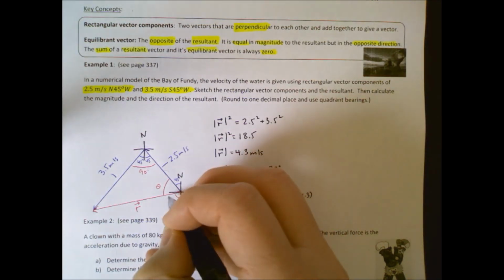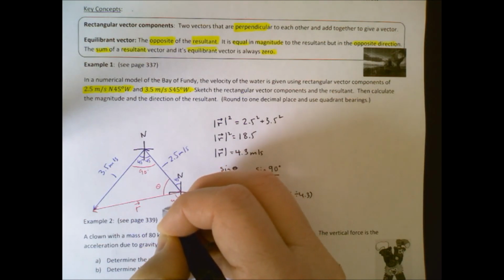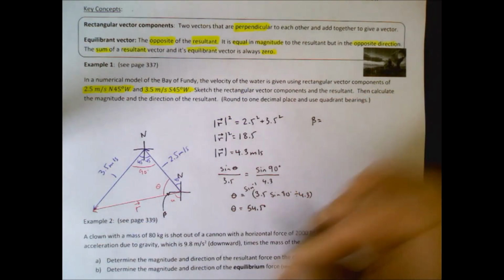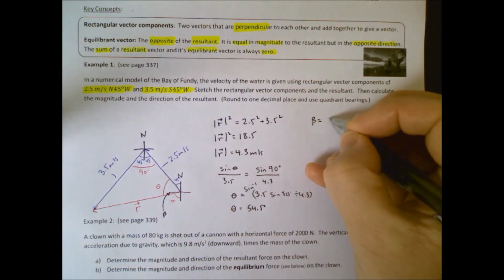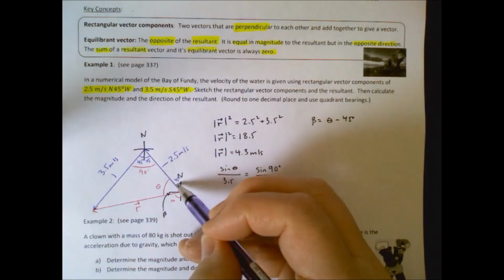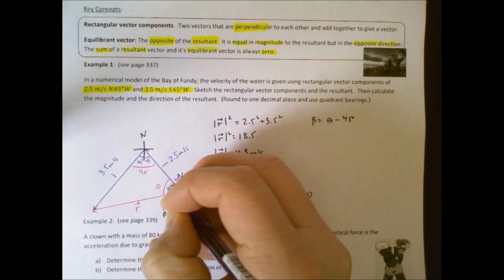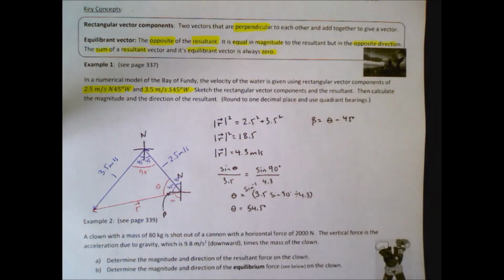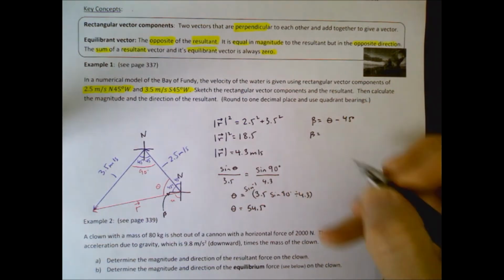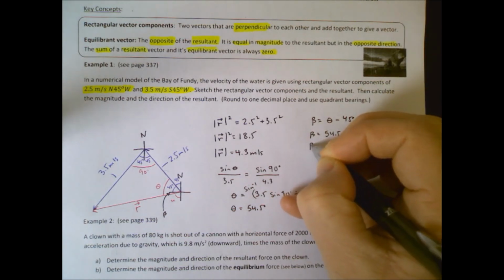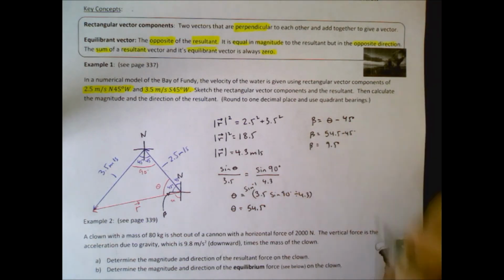But before I can find that alpha, I want to find this angle right here. That's a really tiny angle. Let's call that beta. Let's find that angle beta. Well, I know beta is actually equal to theta minus 45. How do you know that, Mr. Willis? Well, because if this angle here is 45, this angle here must also be 45. So if I can do theta minus 45, that'll give me angle beta. So beta is equal to 54.5 minus 45, which I believe is 9.5 degrees.